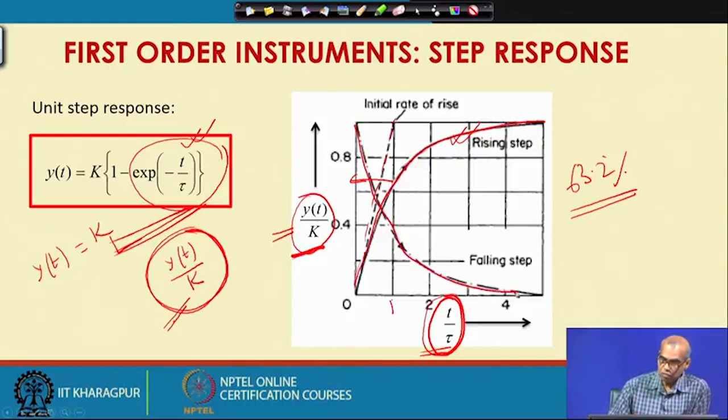So, this is the response for a falling step input or negative step input, and this is the response for the positive step input or rising step input. The characteristics will be the same. At time constant tau, you will achieve 63.2% of the final response, and you can also find out the final response from here.